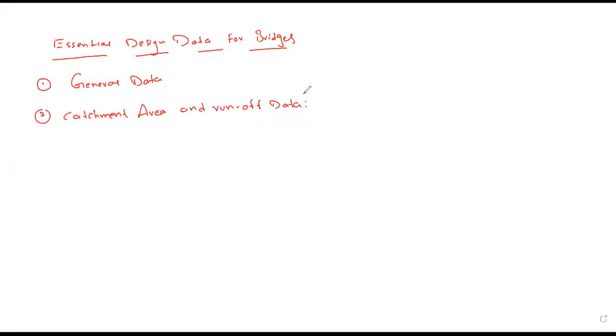So tell me now, what is the catchment area and runoff data? What do we need? First, we should know about the catchment area. What do you mean by catchment area? When you are constructing a bridge over a river, one should know the catchment area of that particular water. Here you should know whether the catchment area is hilly terrain or plain area. First we should know that.